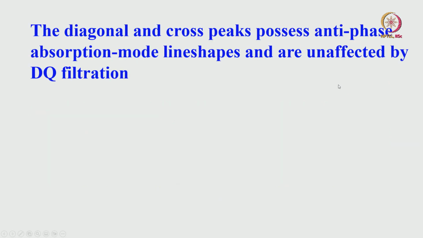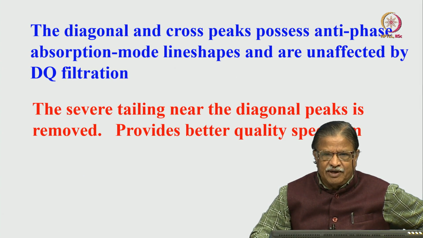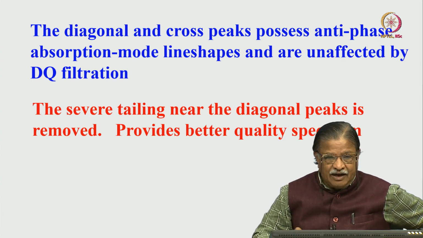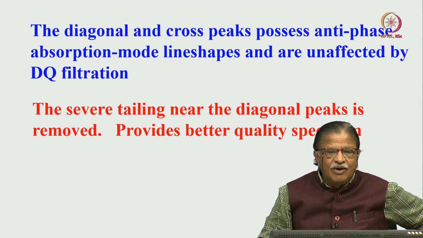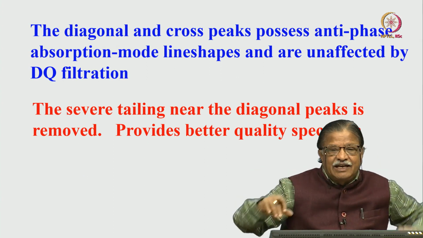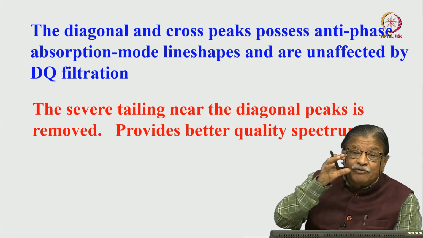And the diagonal and cross peaks are both in-phase and antiphase double absorption mode line shape, and they are not affected by double quantum filtration. The advantage is whatever the tailing we get, severe tailing at the diagonal, they are all removed. So, it gives a better quality spectrum.